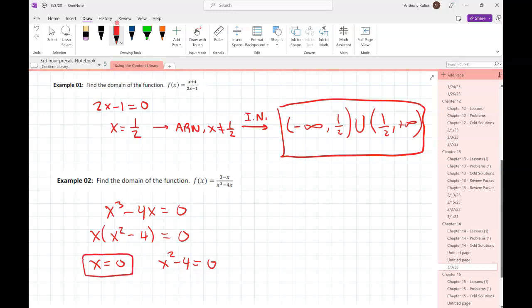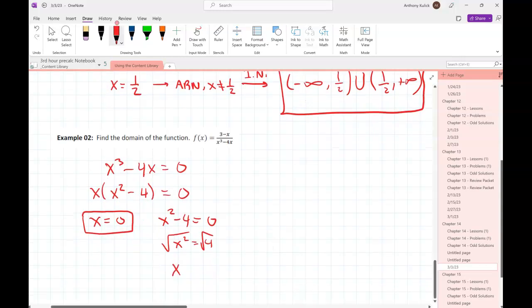So when I set x equal to 0, then that's an answer, right? We didn't have to actually do anything there. And then the x squared minus 4, what do we do? Great. That's correct.